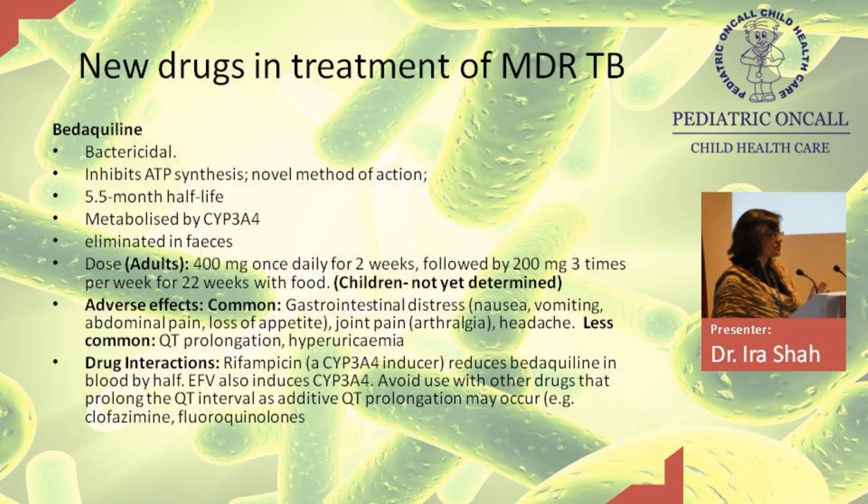Dose for adults, we know, is 400 milligram once a day for 2 weeks, followed by 200 milligram 3 times a day, 3 times a week for 22 weeks. Because of the long half-life, you could get away with an alternate day regimen. In children, the dose is not known. The most common adverse effects are all GI related, but worrisome is QT prolongation.